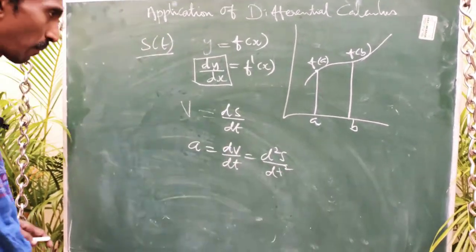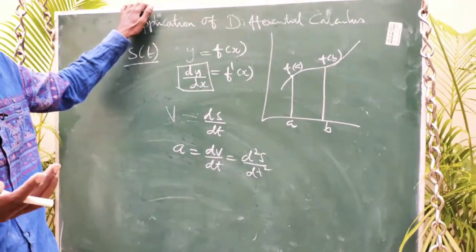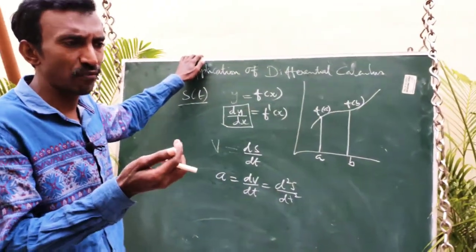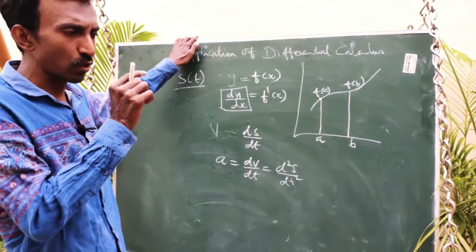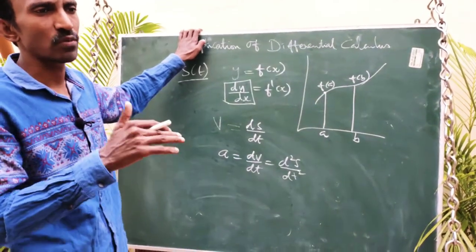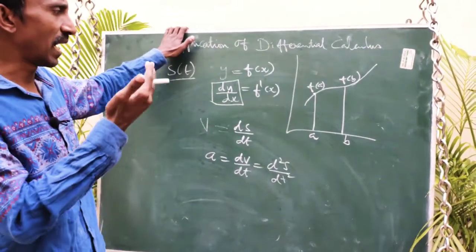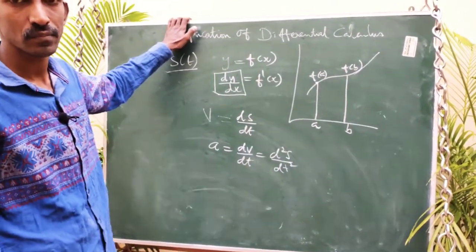So the remaining problems, they may be given in a real time situation. We have to read the problem carefully and draw the diagram. With the understanding of the diagram, we have to form the equation, differentiate, put the known values, find out the unknown values. Those are the things we are going to do in the exercise 7.1.